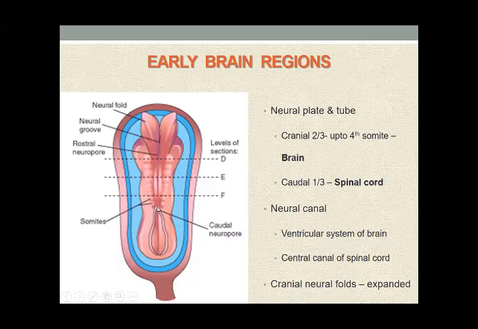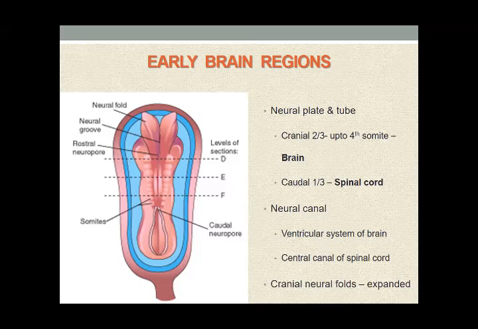Now this neural tube has this neural canal in it. When this plate closes and forms a neural tube, obviously if it's a tube, it has a longitudinal lumen inside. This lumen, or the neural canal, develops into the ventricles of the brain, the empty spaces inside the brain. It also develops into the central canal of the spinal cord.